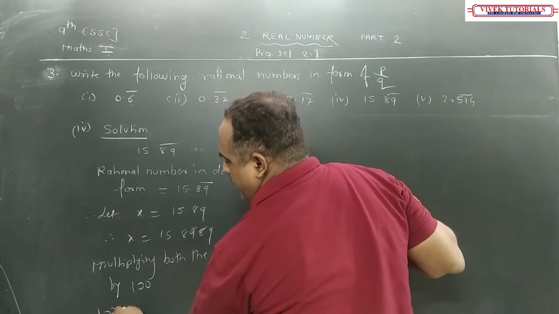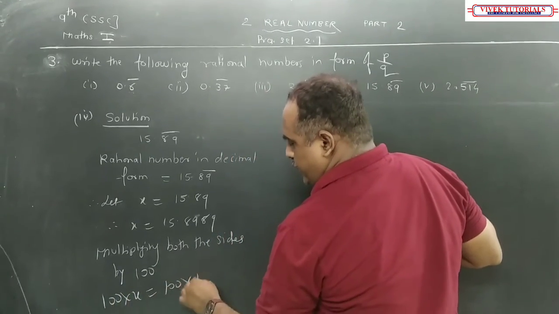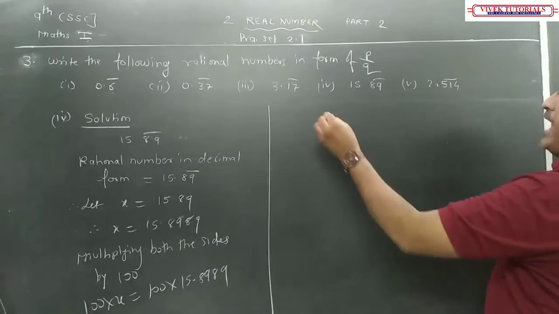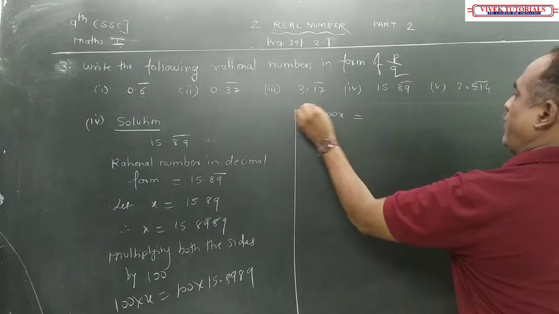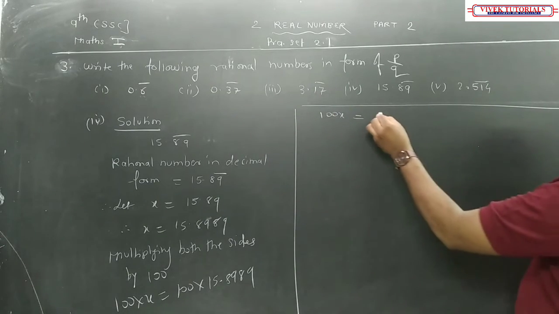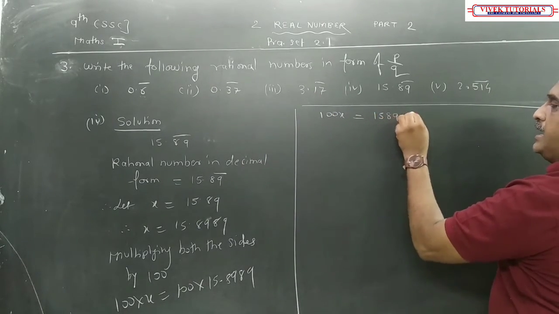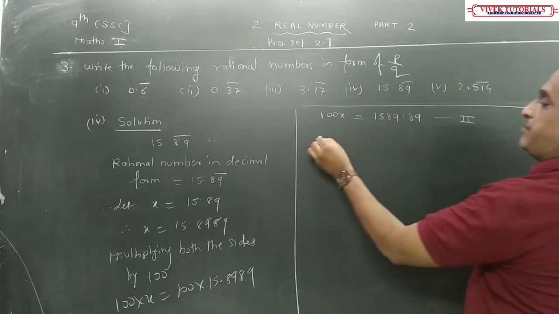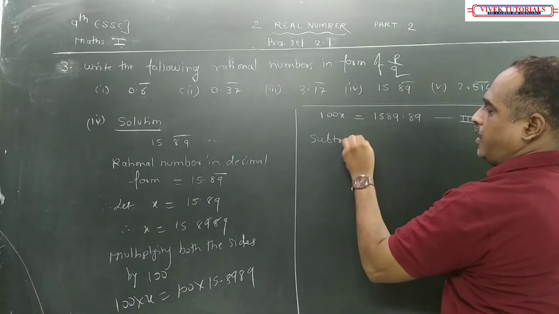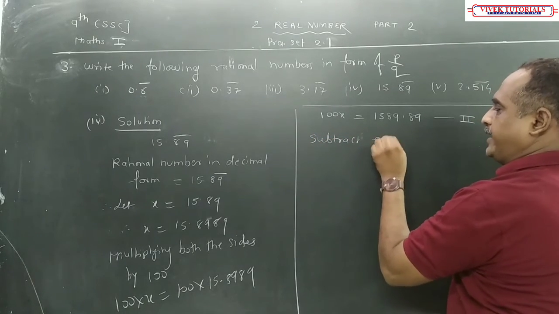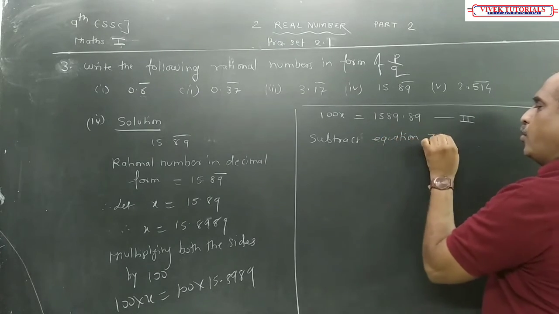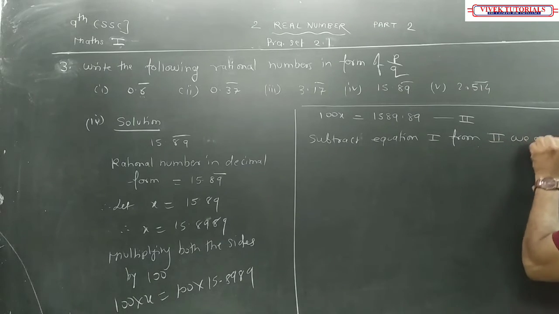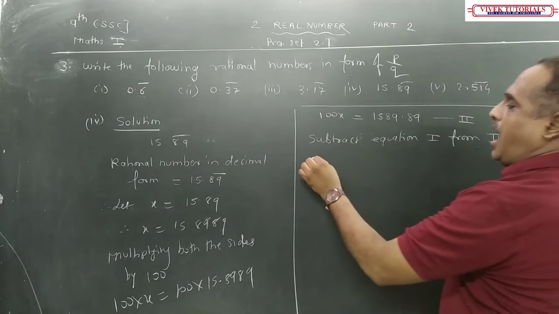So what happens then? 100 into x is equal to 100 into 15.8989. So what I am getting is 100x is equal to 1589.89, equation number 2. So subtract equation 1 from 2, we get it. So what will happen now?